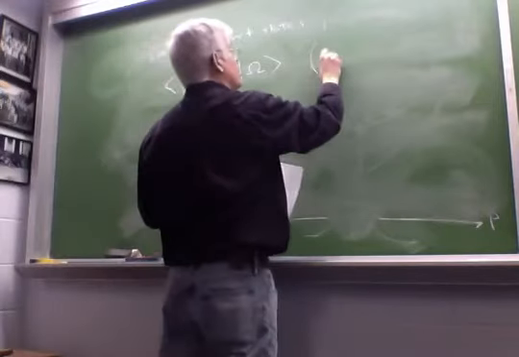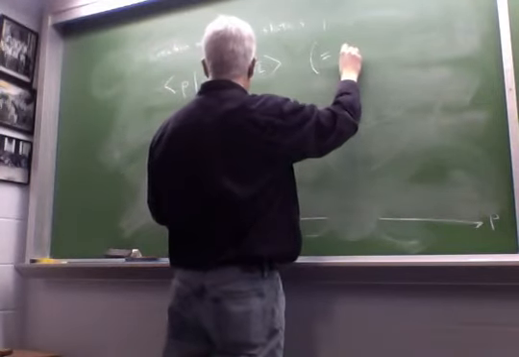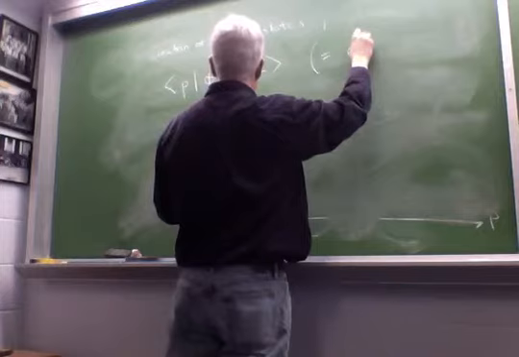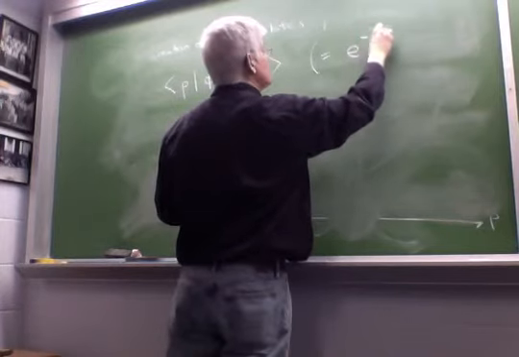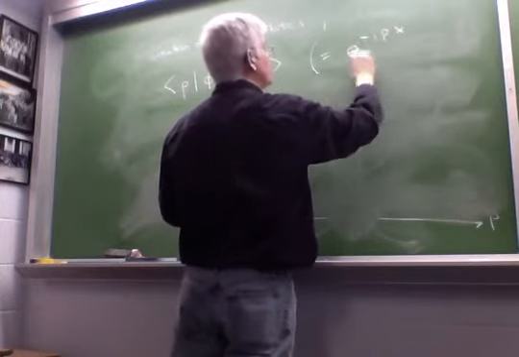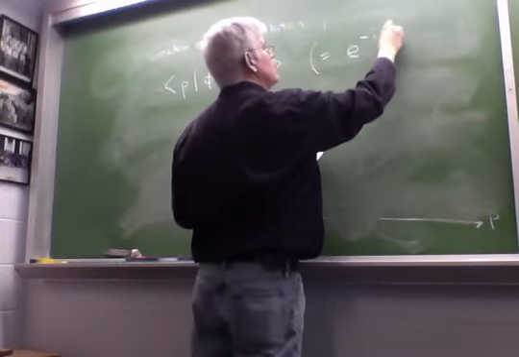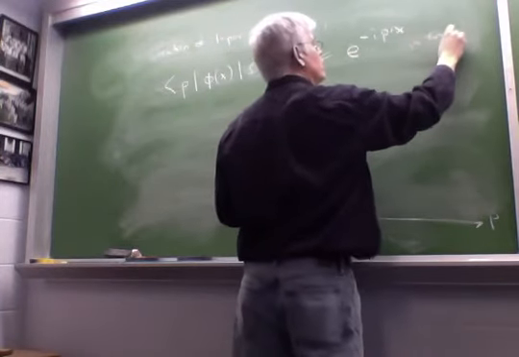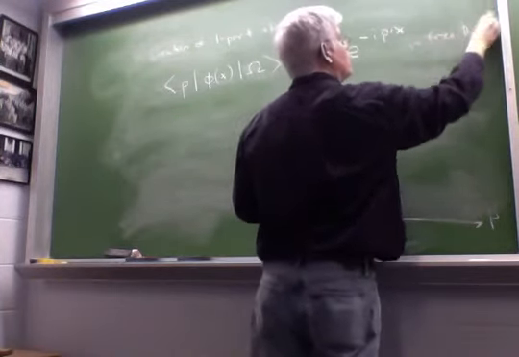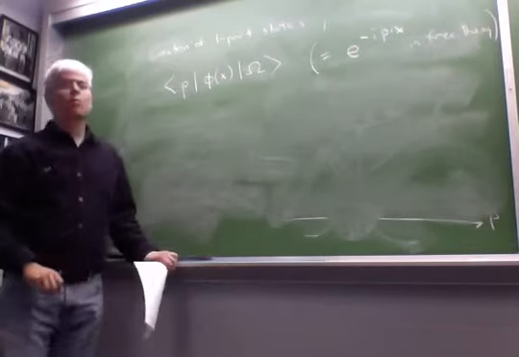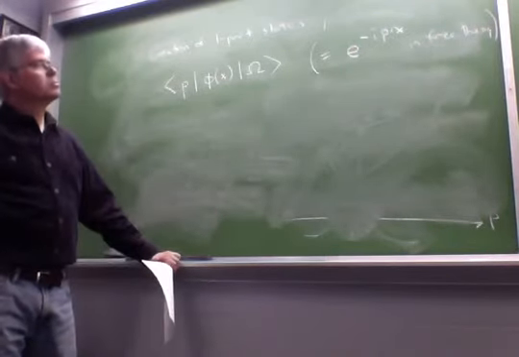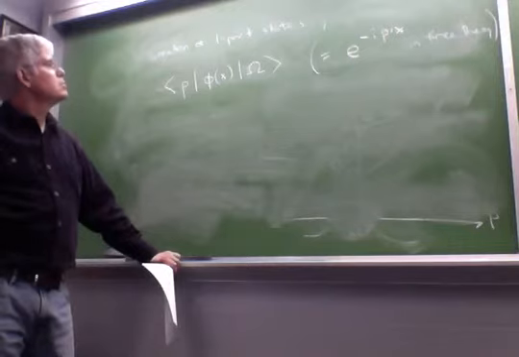And in the free theory, this would give us e to the minus or plus ip, I'm not sure. But anyway, it's something like e to the ip dot x in free theory. Okay.